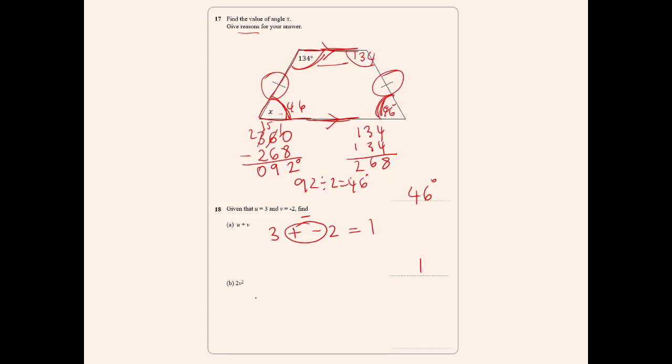Next, 2v squared, so write out the numbers. Always make sure you substitute the numbers first, then do the calculation. So v squared, v is minus 2, and then whole squared. Now 2 times minus 2 whole squared, minus 2 times by minus 2 is positive 4. So 2 times 4 is 8. So the answer is 8.